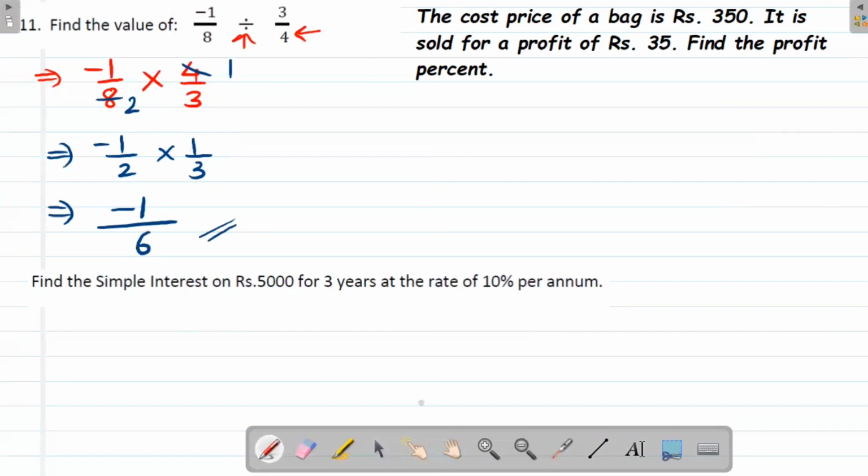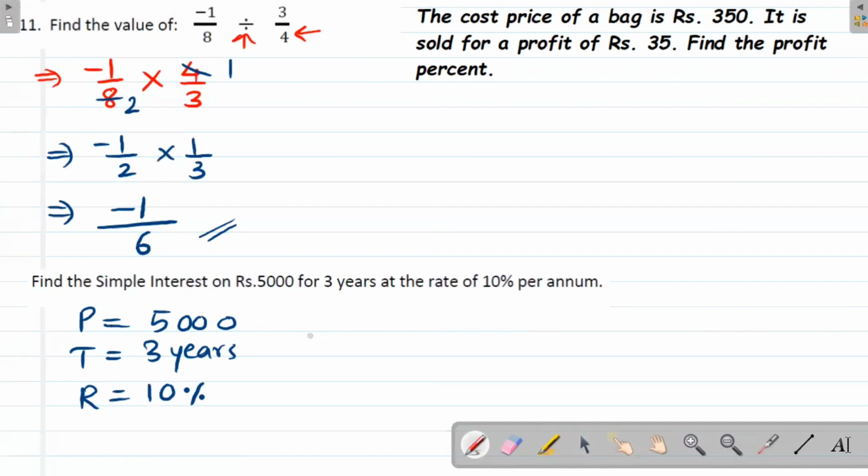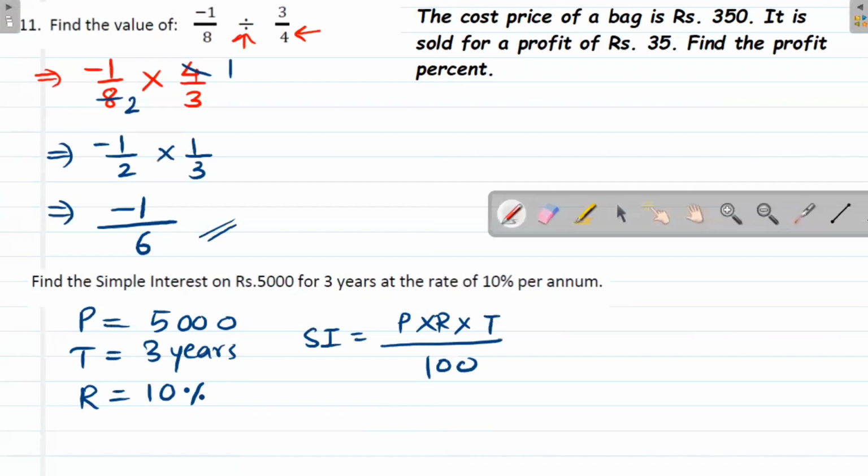Now moving to the next question. Find the simple interest on, simple interest we need to find. So our principal is given, that is 5,000 rupees, then as 10%. Now we know the formula of simple interest, that is principal multiplied by rate multiplied by time divided by 100. So what will it become? Put the values. Now after putting the values, what will it become?